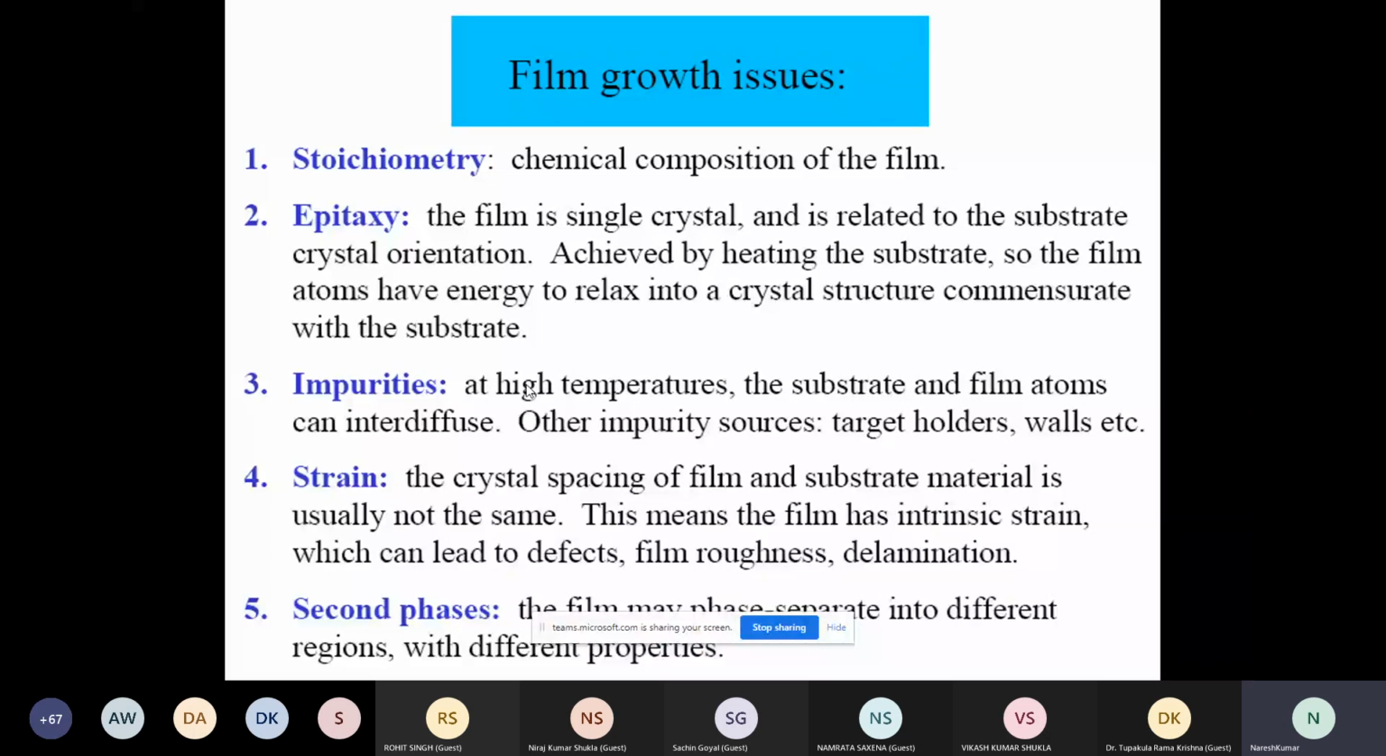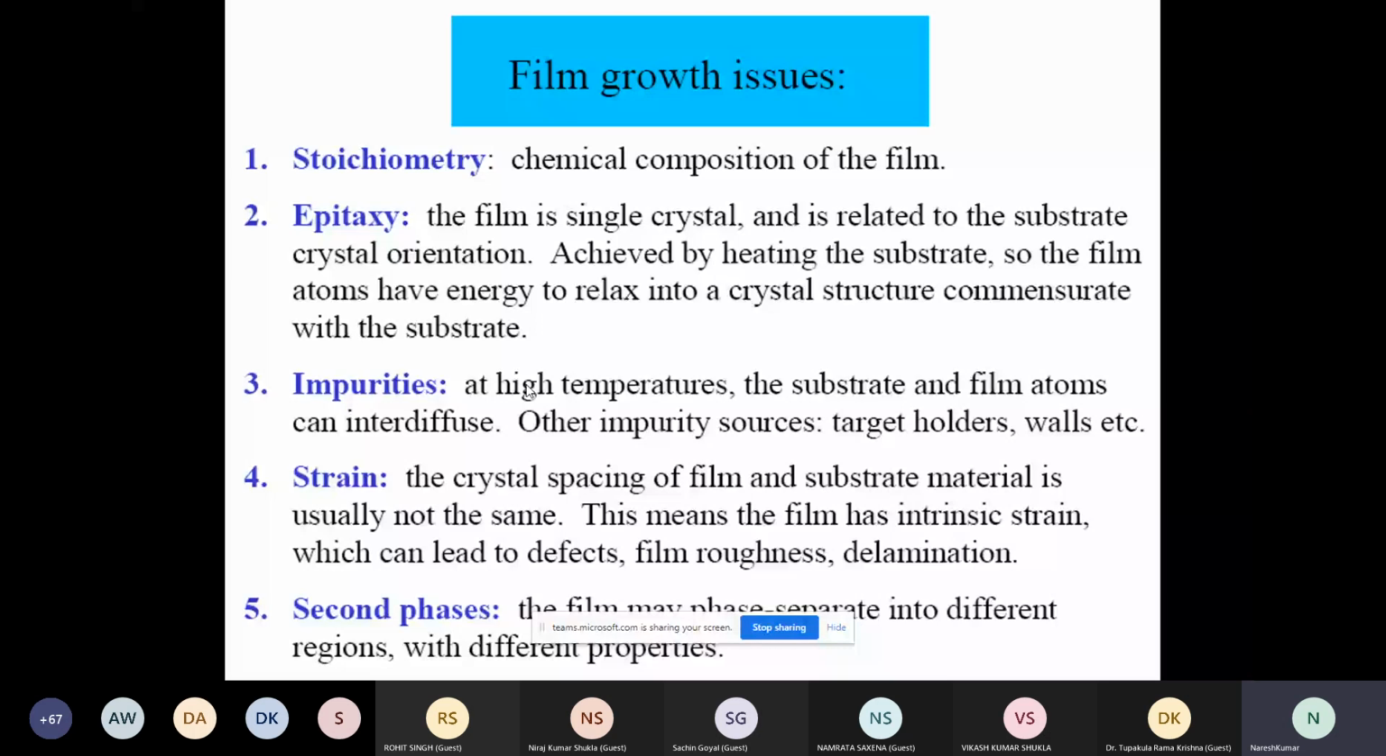Then next is impurities. If you are trying to grow films at very high temperature, let's say more than 800 degrees centigrade, or sometimes even more than 500 is assumed as high temperature, then there is a chance of having impurities, either coming from the substrate or maybe from some other nearby sources. So one has to look at these impurities, and be very, very careful on the impurity portion.